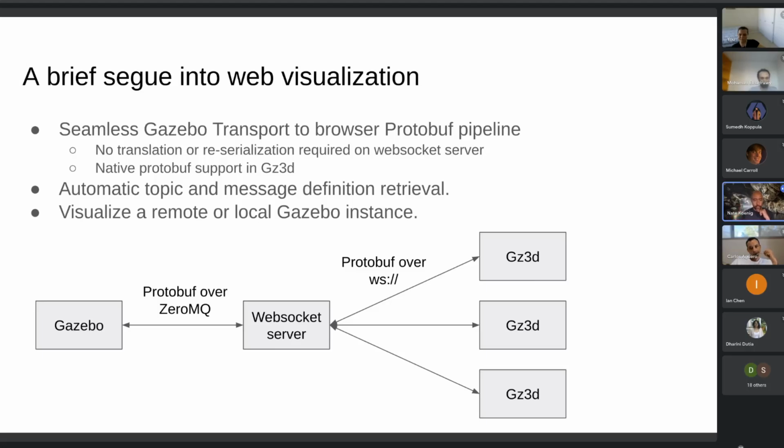There's libraries in JavaScript and a lot of different languages to handle parsing of those messages, and allows us to visualize local running simulations or remote running simulations.